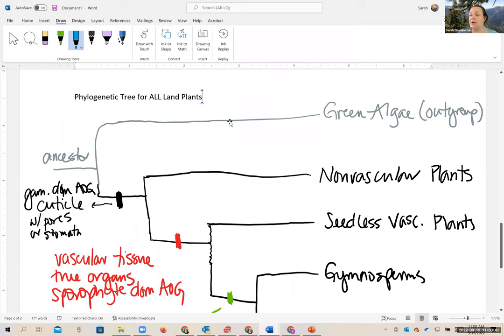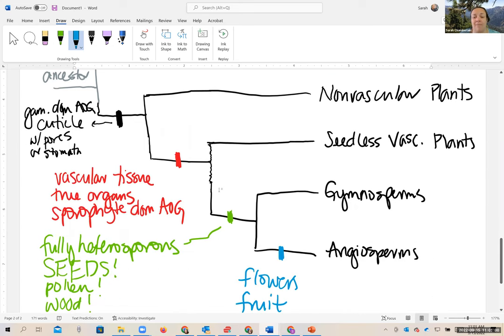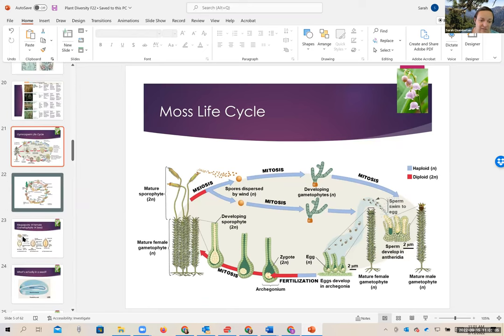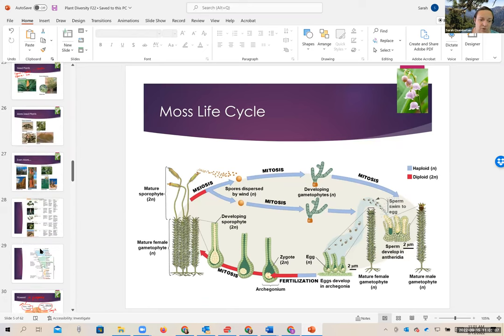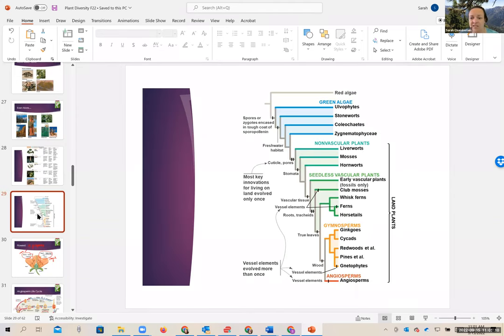Do not be surprised. In fact, you should probably expect that I will ask you to draw a phylogenetic tree for all of the land plants, okay? And remember, we're starting off with a pretty easy one, right? I'm not asking you to include every little group of plants like they do in the book, because that's a lot. That's kind of stressy, okay?